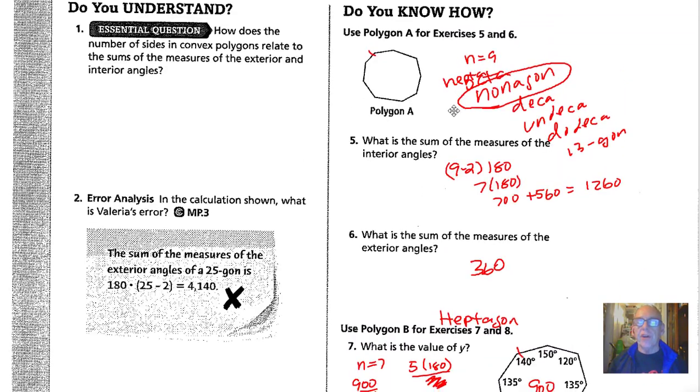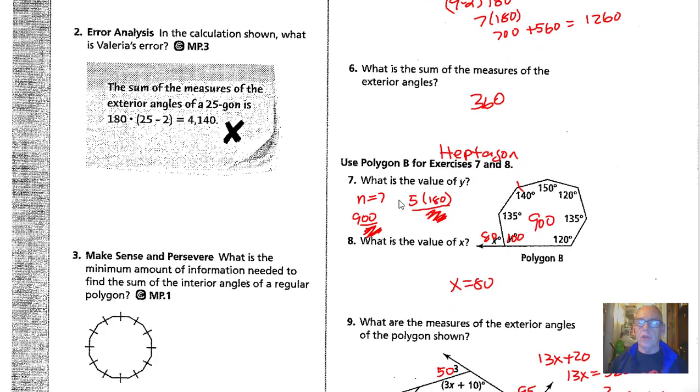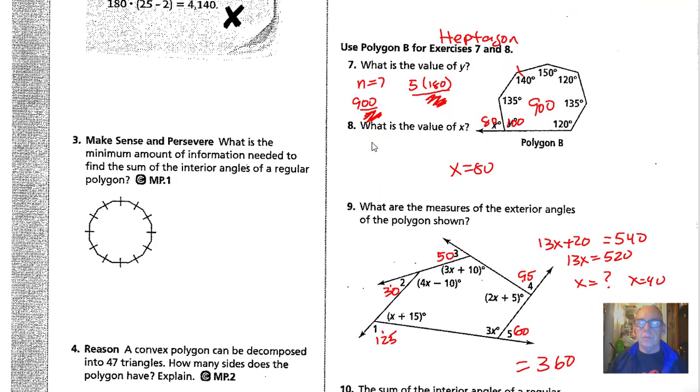What's the sum of the measures of the exterior angles? If we were to extend this out and think about one at each vertex, or whatever the linear pairs are here, these exterior angles are always going to add up to 360 degrees, regardless of the number of sides.